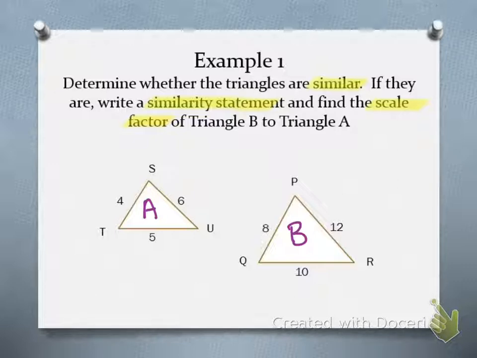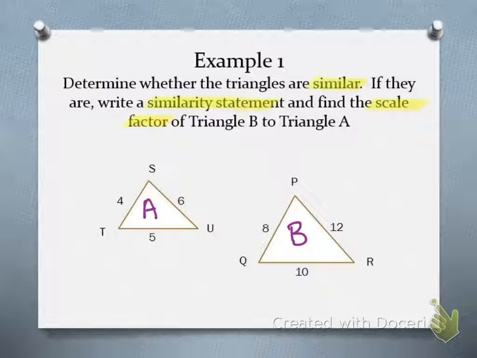So when we do this, if they ask for the scale factor of triangle B to triangle A, they specify how they want it, then B's sides have to go on the top and A's sides have to go on the bottom. If they specify it, we have to follow their directions. Okay, we weren't always told specifically before. So this is when we set up our ratios.